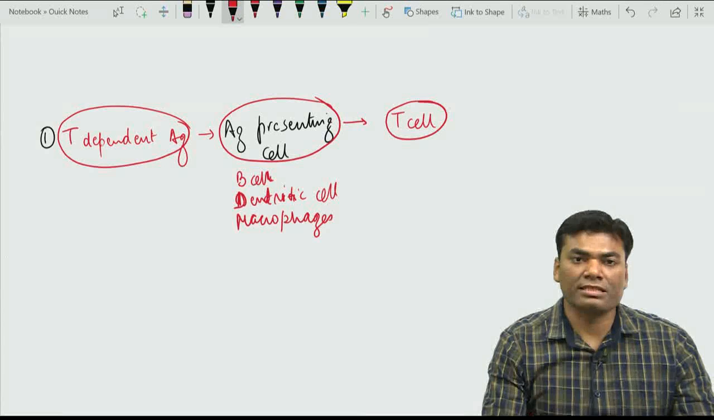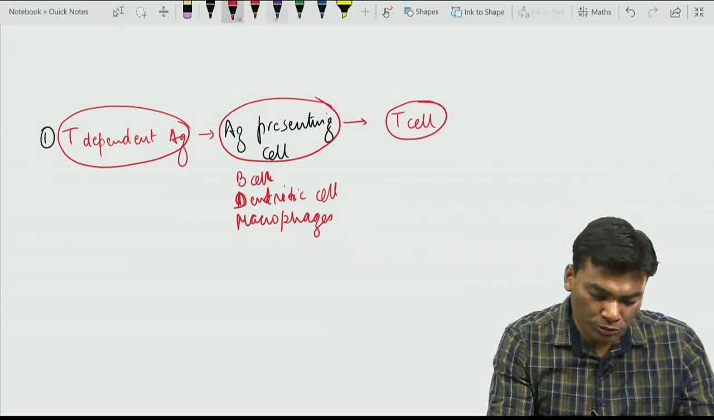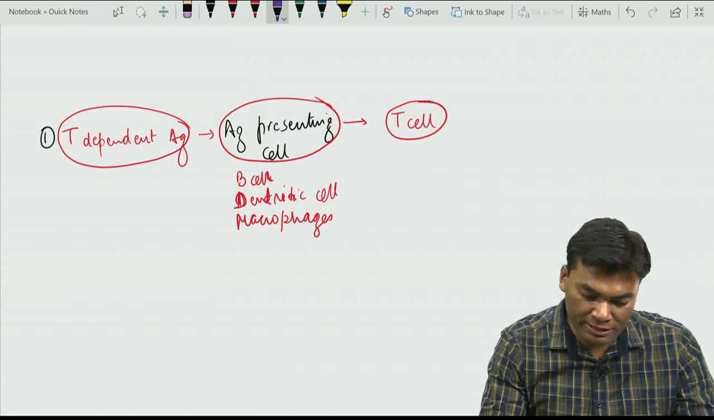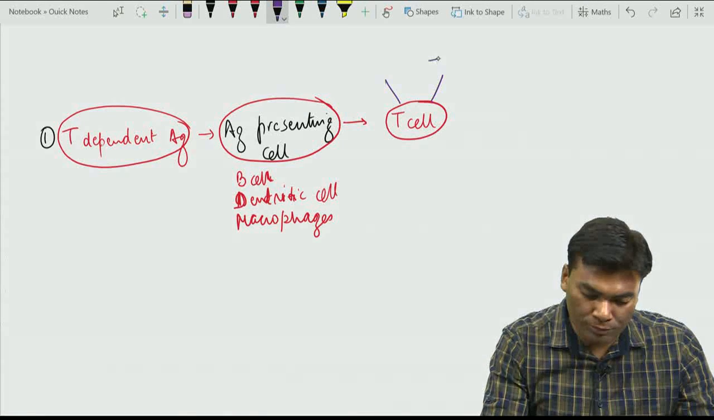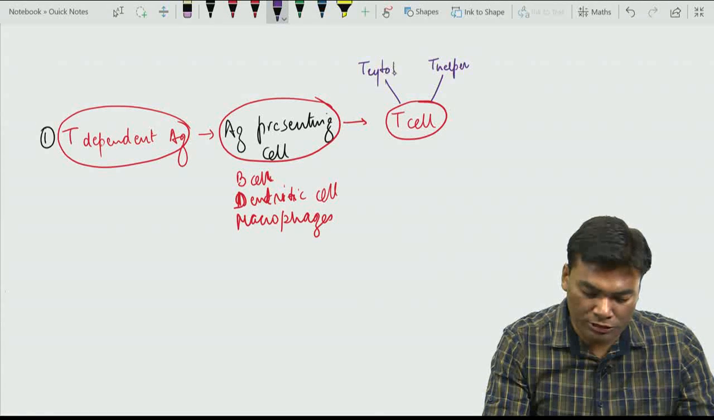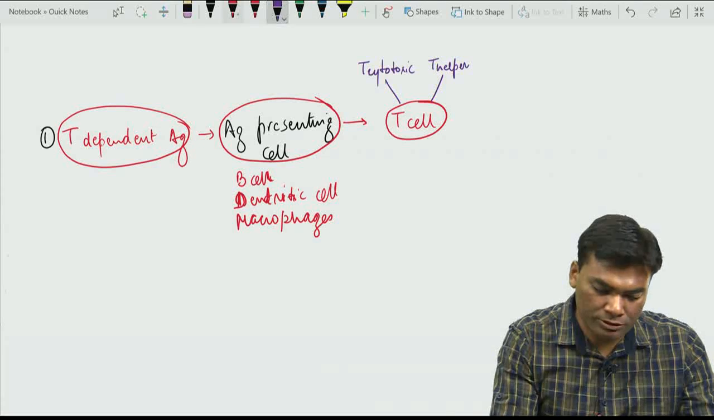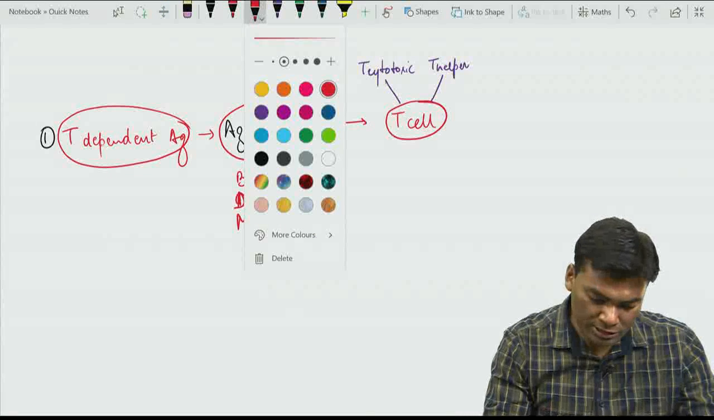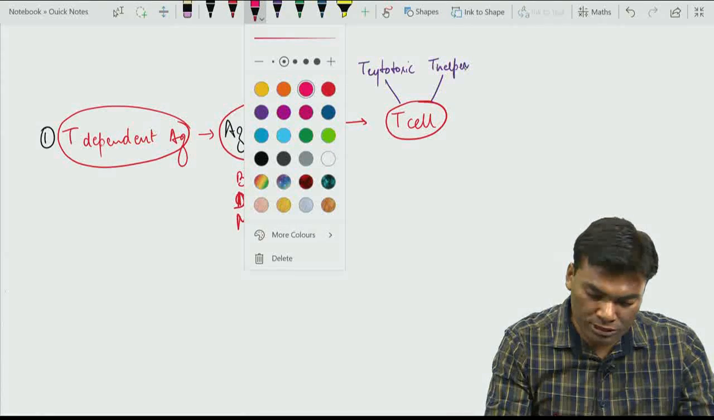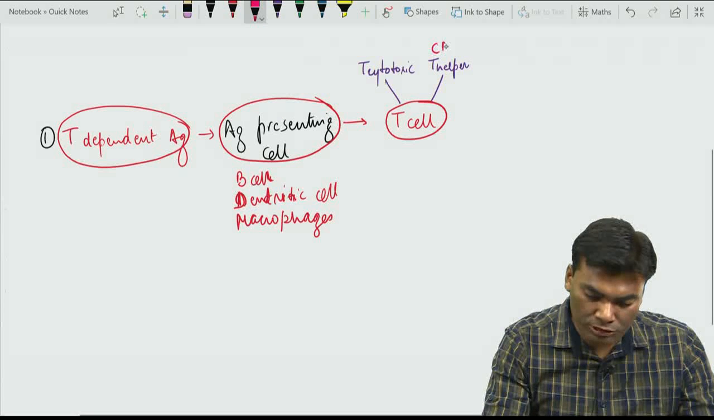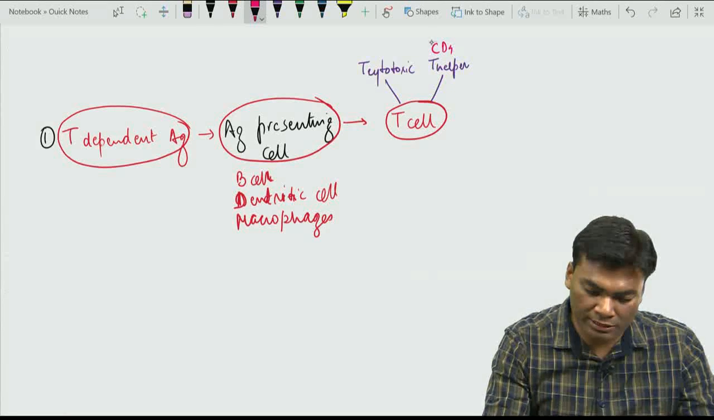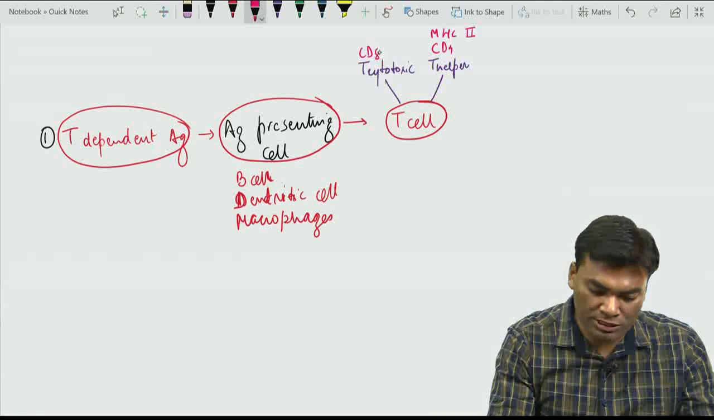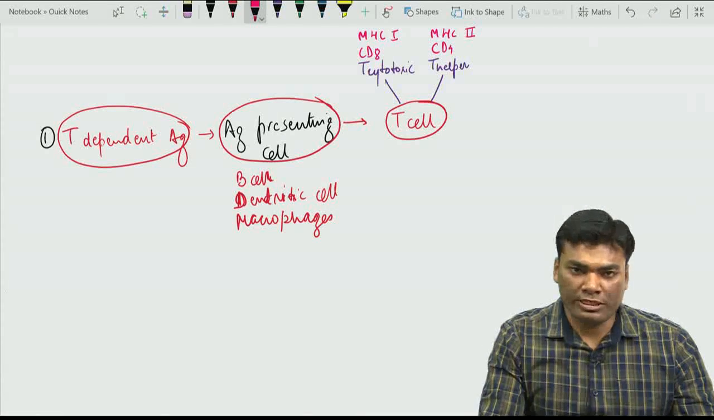Now this T cell is a resting T cell. So it will convert to effector T cells, which are two. It will form the T helper cell and the T cytotoxic cell, right? So what will happen to these two cells then? Now this T helper cell has got the CD4 receptors and this will act by MHC2, and this has got a CD8 receptor and this will act by MHC1, right?